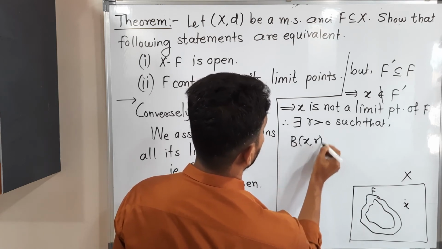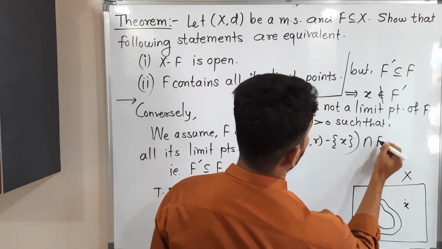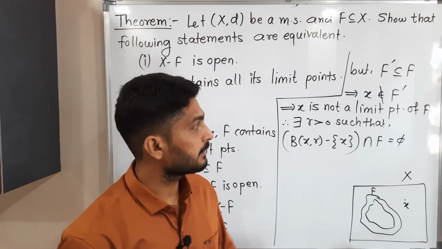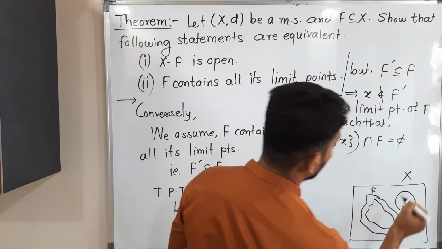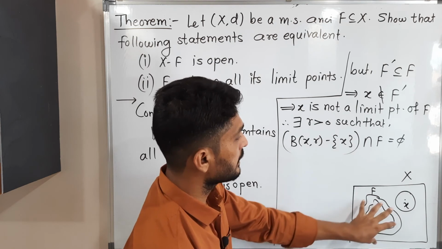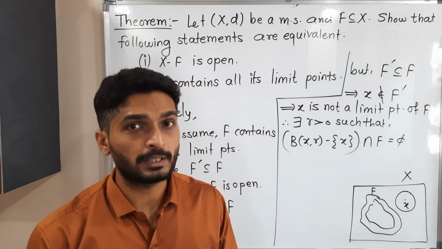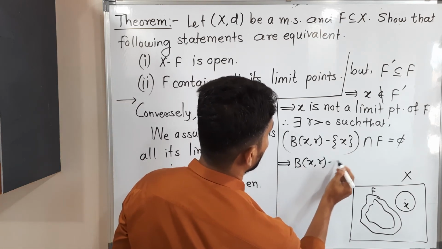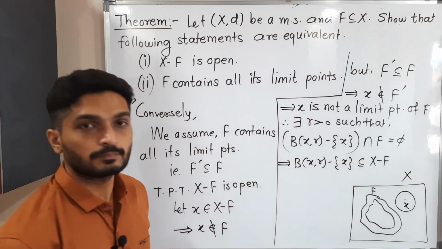B(x,r) minus singleton x intersection F is not equal to phi, we write, but it is not a limit point. So that's why I will write it is equal to phi. So there is some ball, getting, there is some ball having center x radius r, minus singleton x, and intersection F is equal to phi. That means that ball entirely lies in its complement. So therefore B(x,r) minus singleton x is a subset of X minus F.